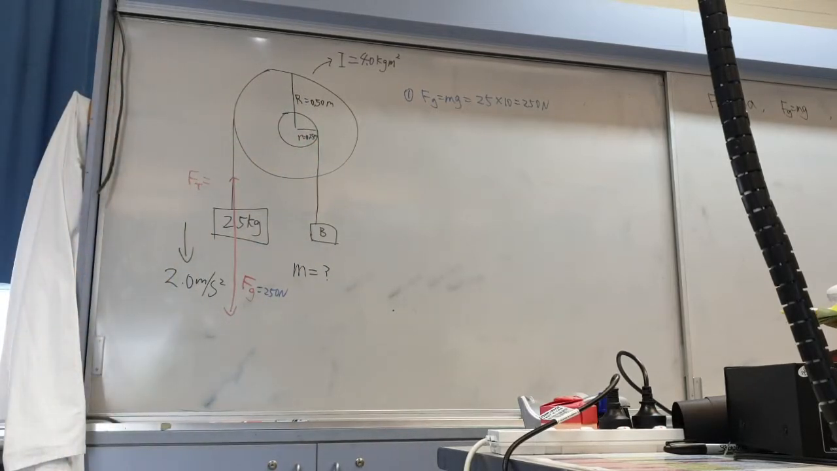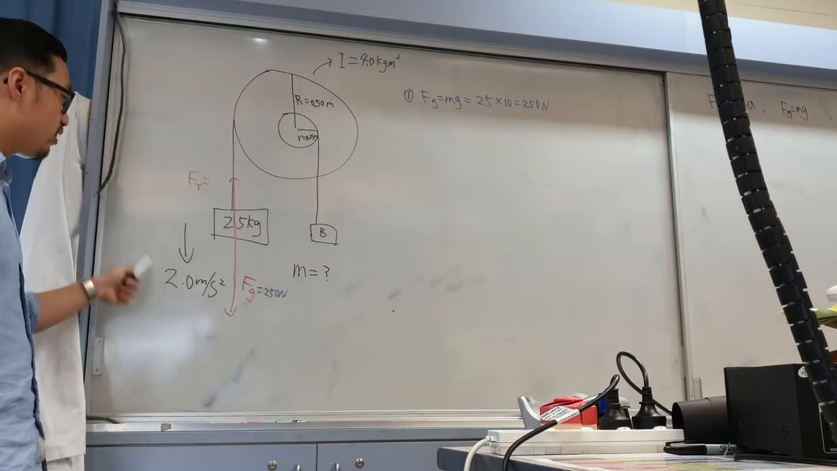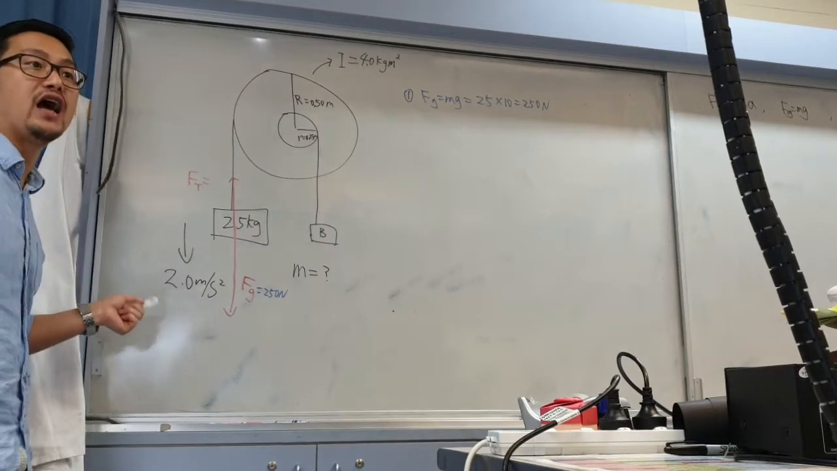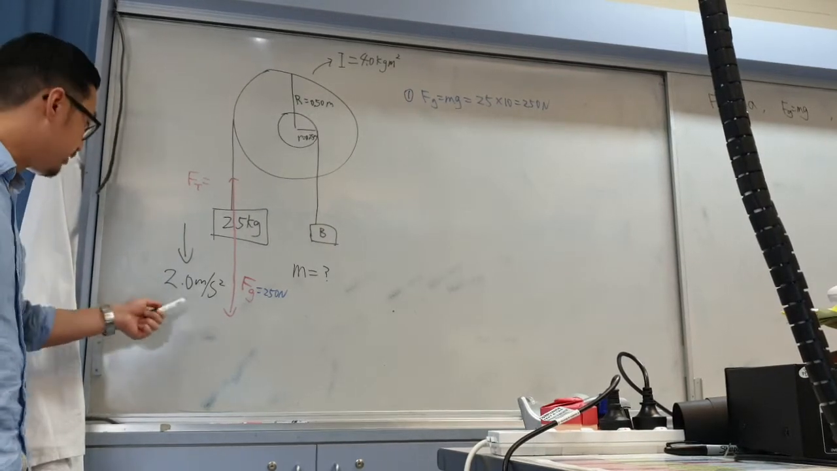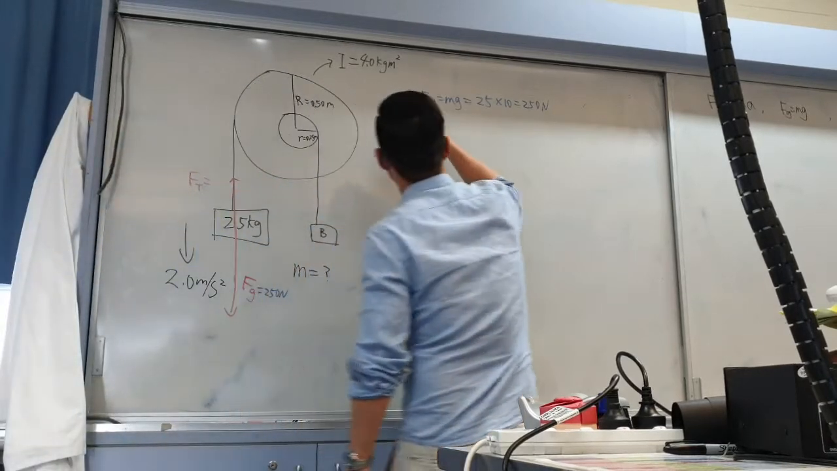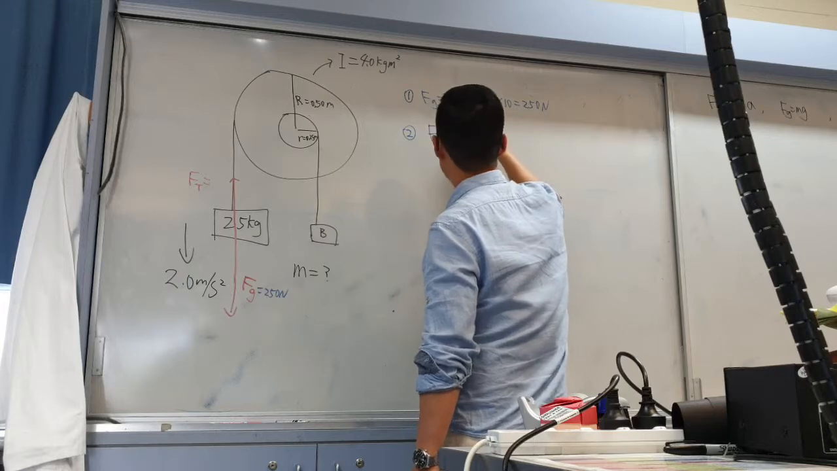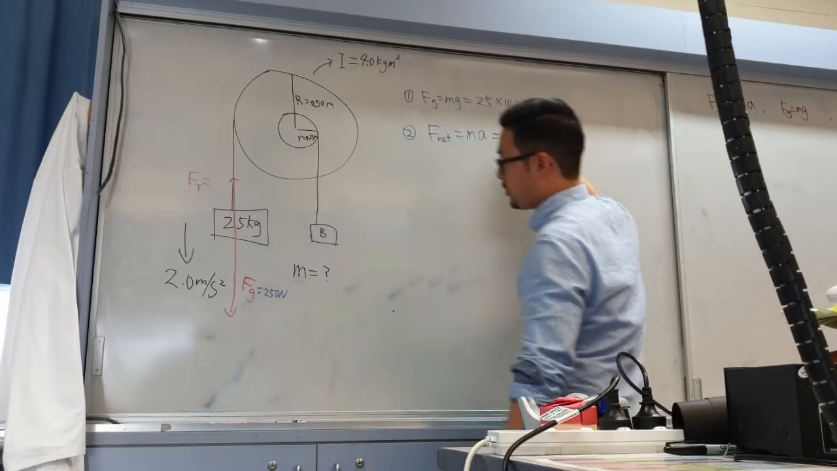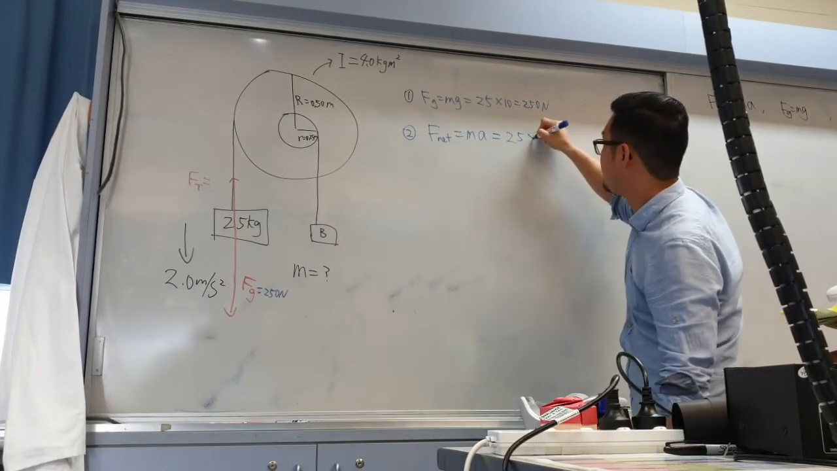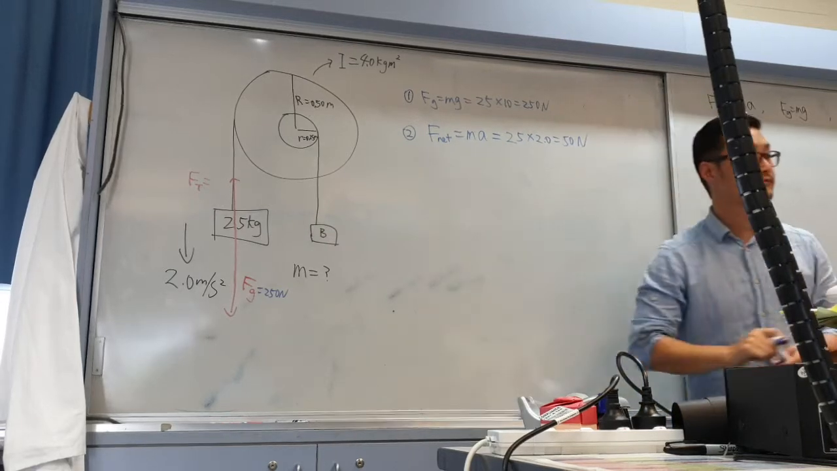Okay, have a think. What is the next step? Next, we're going to figure out the tension force. In order to do that, we need to know the net force first, since we know the acceleration. So the net force equals ma, which equals 25 times 2.0, giving me 50 Newton.